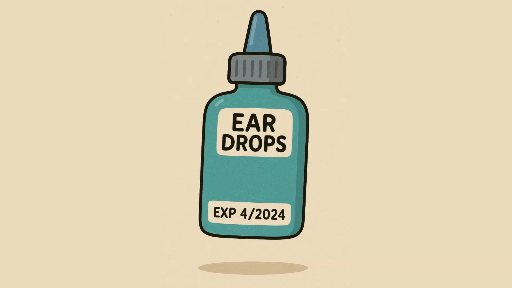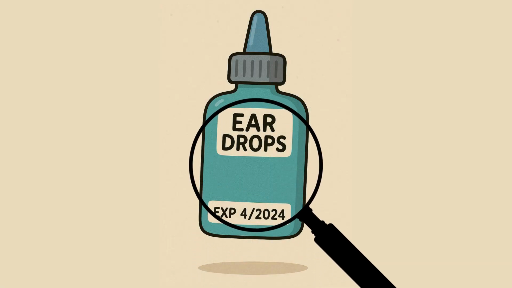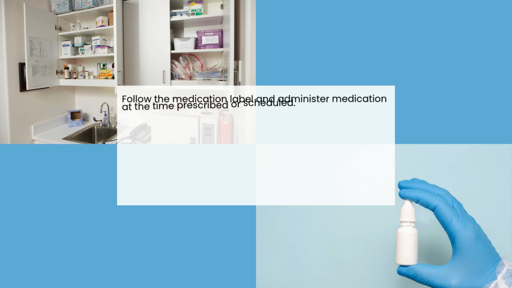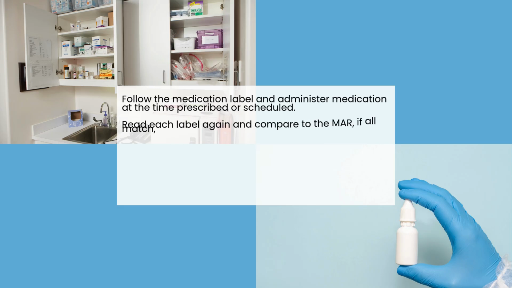Lastly, we want to check the medication expiration date. After doing this, you will have performed all 6 rights. It is important to follow the medication label and administer medication at the time it is prescribed or scheduled. Read each label again and compare to the medication administration record. If it matches, you may move forward with administering the eardrops.